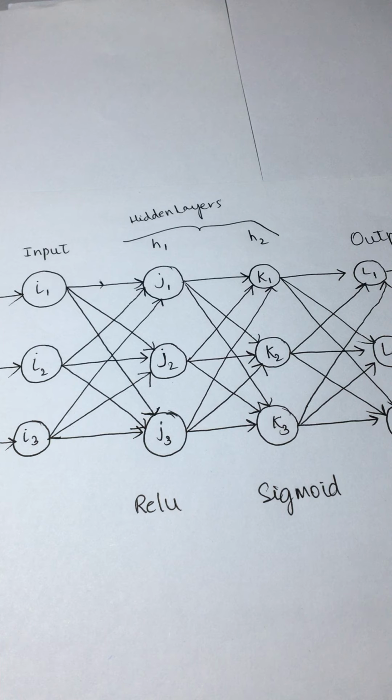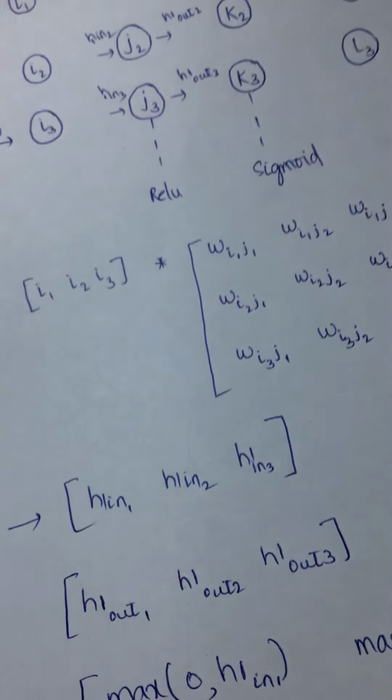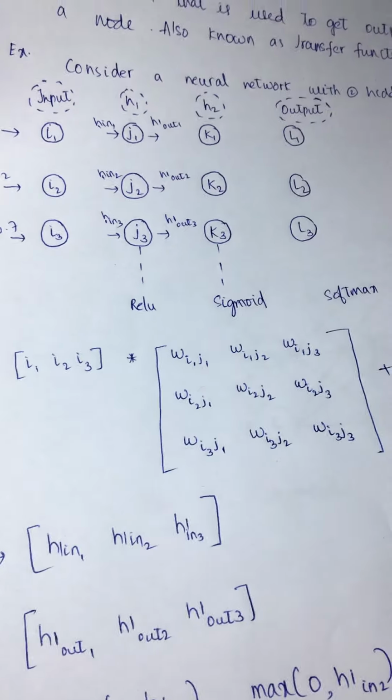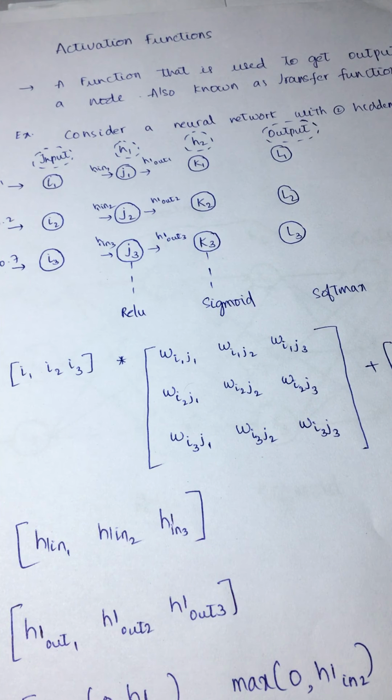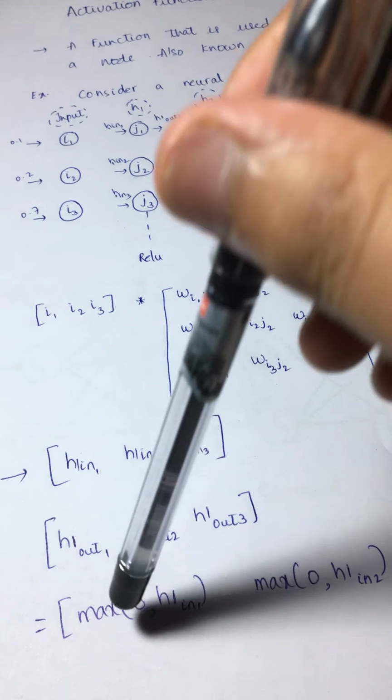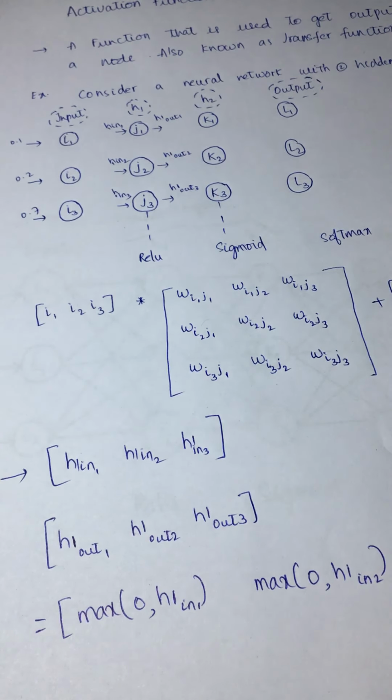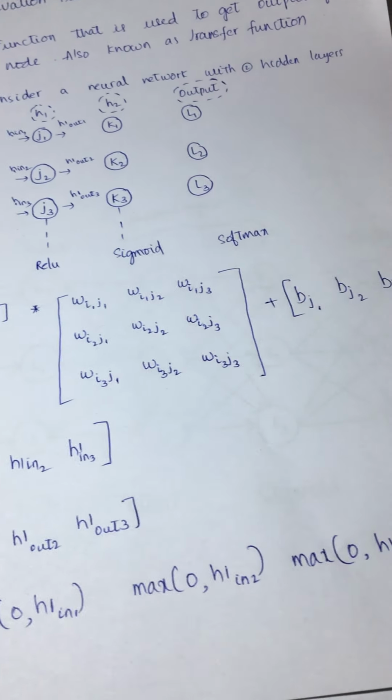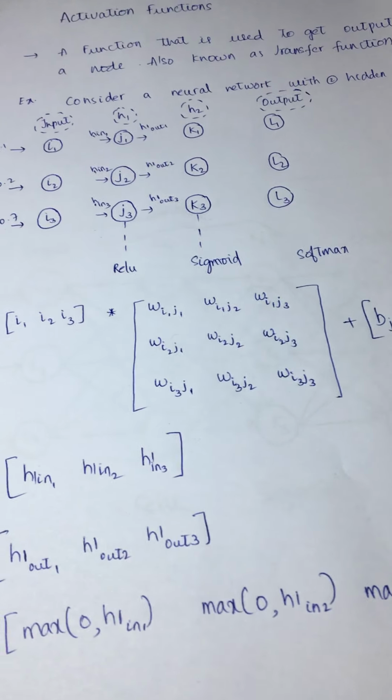One of the main reasons this was not explained in the beginning is that I wanted to make sure you understand what sort of calculations happen in a neural network. In this example, max of 0 and H1, max of 0 and H2 are nothing but your ReLU activation function.